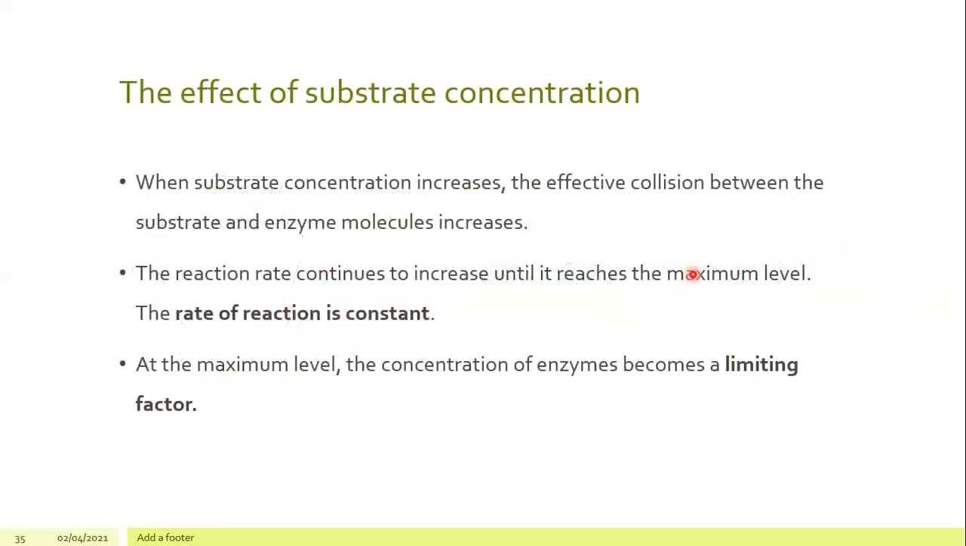Okay, so the next factor we want to talk about is the effect of substrate concentration. When the substrate concentration increases, the effective collisions between the substrate and enzymes are going to increase as well. But they're going to increase until a certain maximum level, and then the rate of reaction is going to stay constant. I will show you the graph later as well. So at the maximum level, although we further increase our substrate concentration, due to the limited amount of enzyme, the enzyme becomes a limiting factor. So that's why the reaction rate is going to be constant.